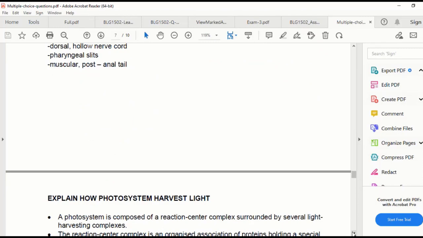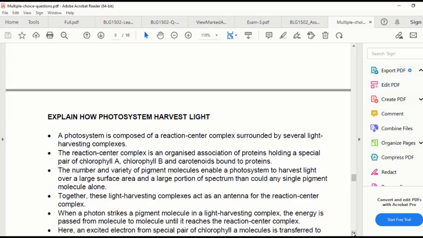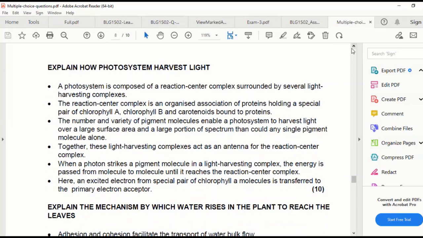This one we dealt with even last week. It's actually a 10-mark question, where they're asking you to explain how photosynthesis harvests light, where you're going to have to explain photosynthesis. In some instances, you actually have to define what photosynthesis is. It's composed of a reaction center complex, which is surrounded by several light harvesting complexes.